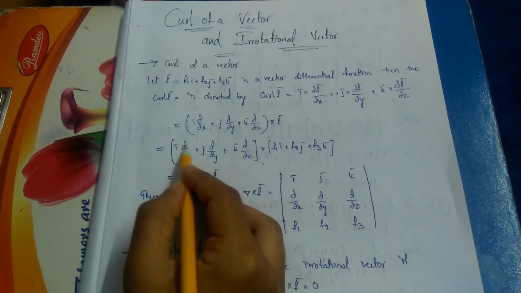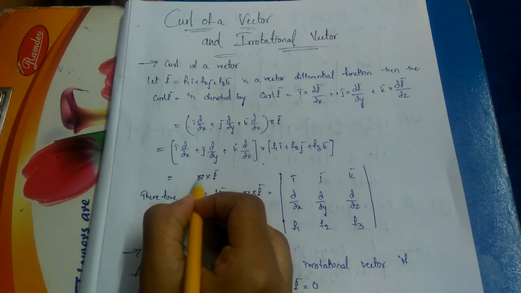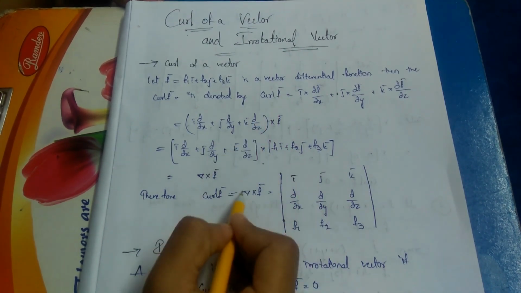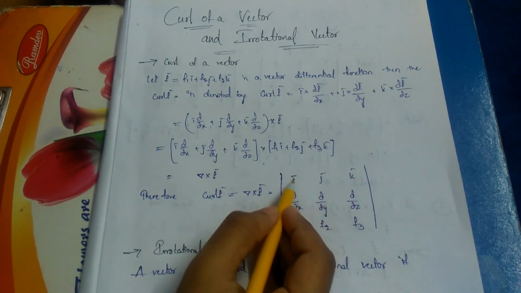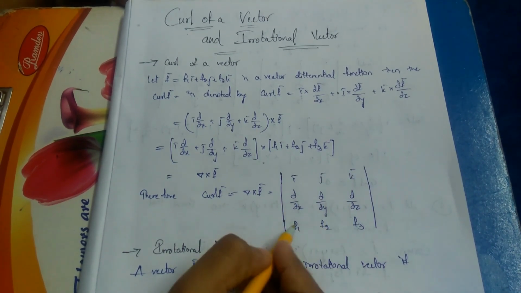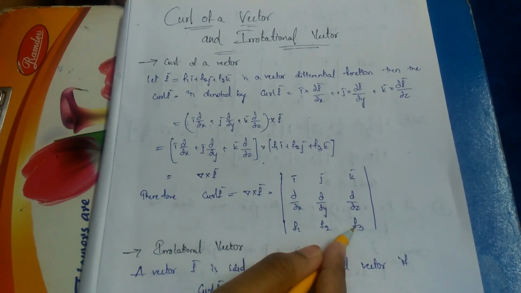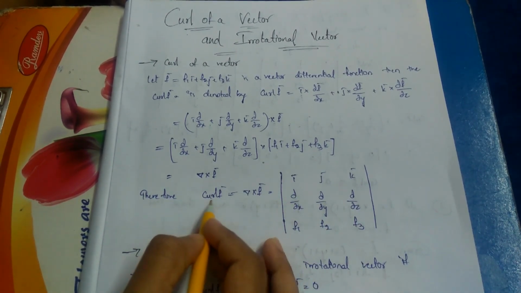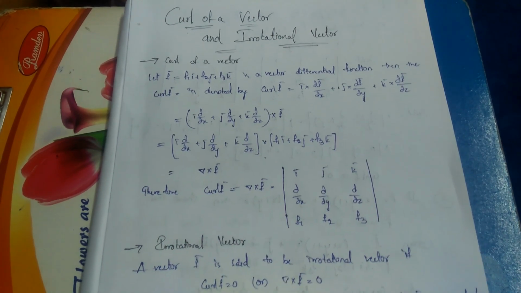So we know that i bar dou by dou x plus j bar dou by dou y plus k bar dou by dou z can be written as del, and cross this is the f bar. So curl f bar can be written as del cross f bar, and that equals the determinant of i bar, j bar, k bar and dou by dou x, dou by dou y, dou by dou z, and here are the i bar coefficient, j bar coefficient and k bar coefficient, that is f1, f2, f3. When we find the determinant of this, we will get the curl of a vector which is del cross f bar.